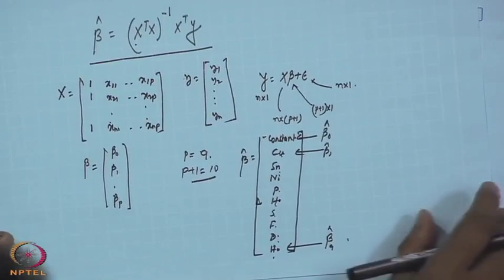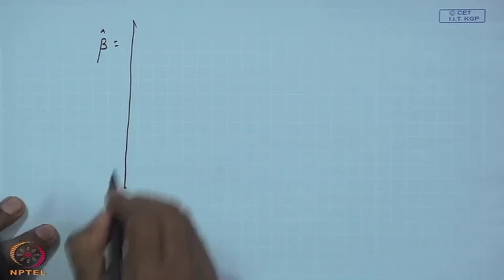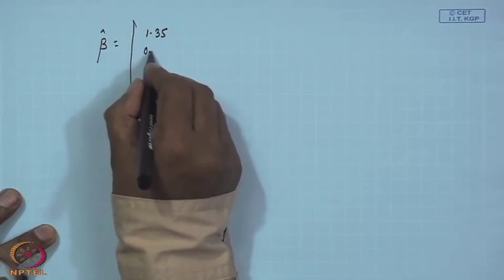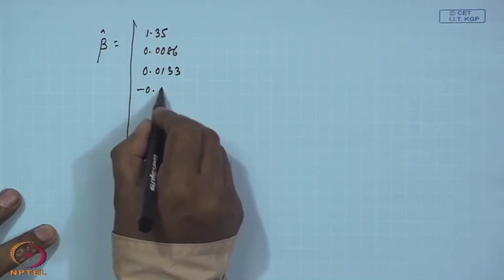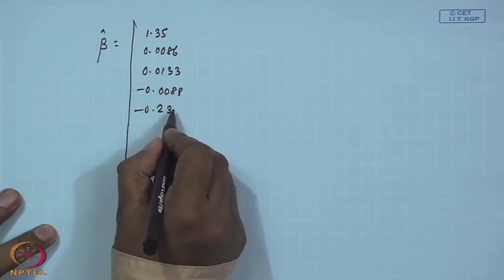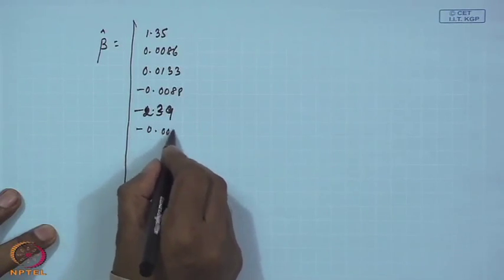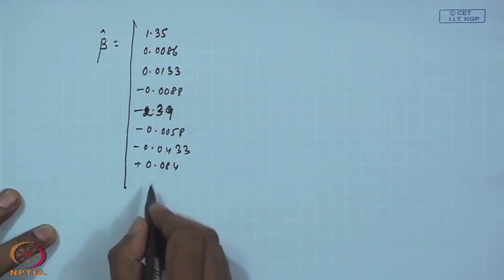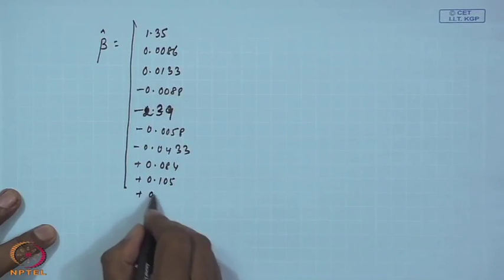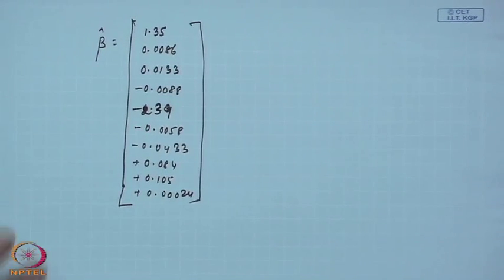Okay. Now, what are the values we found from our regression model? We found them like this: 1.35, then 0.0086, 0.0133, minus 0.0088, minus 2.39, then minus 0.0058, minus 0.0433, plus 0.084, plus 0.105, plus 0.00024. So, this is the beta value for the regression equation we found. Okay. So, this is related to the constant and all those things, fine.